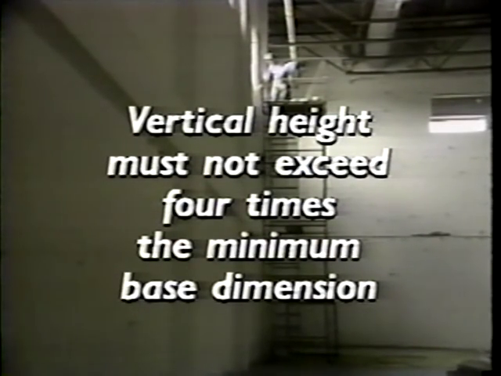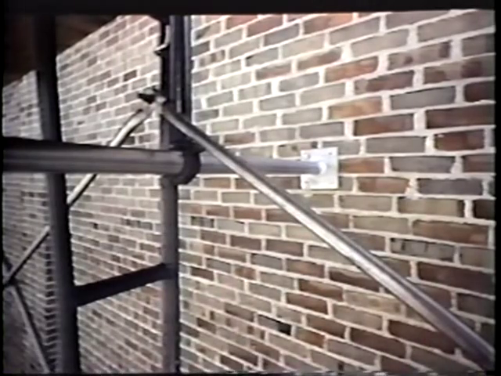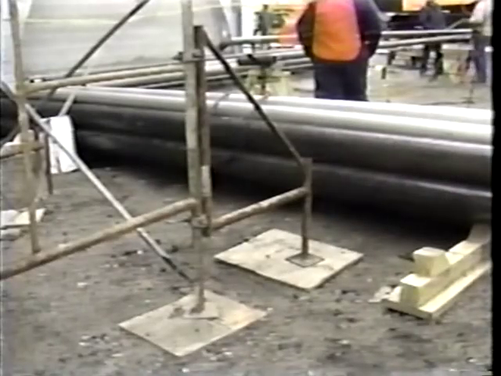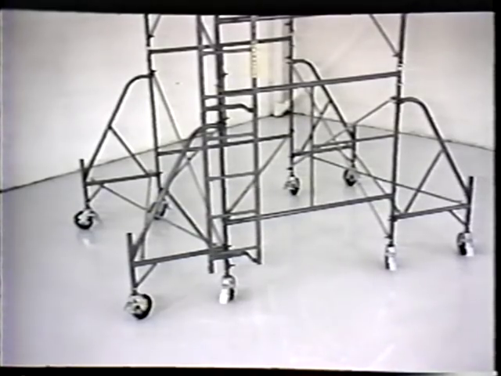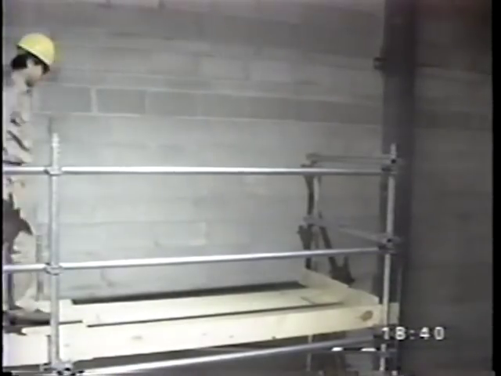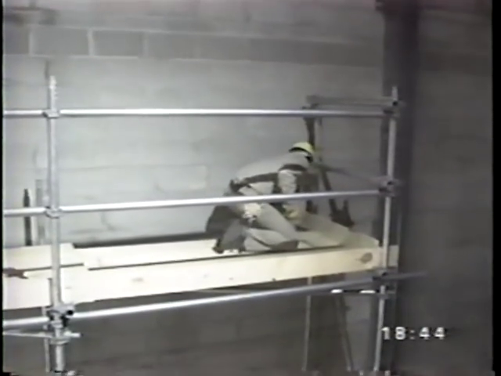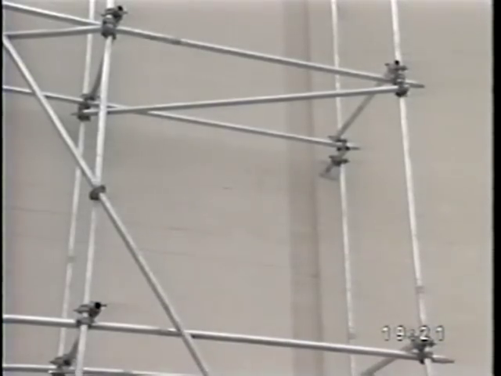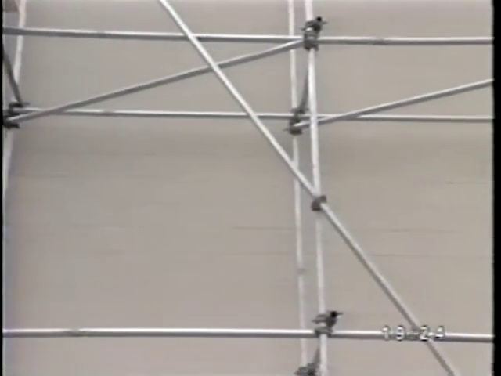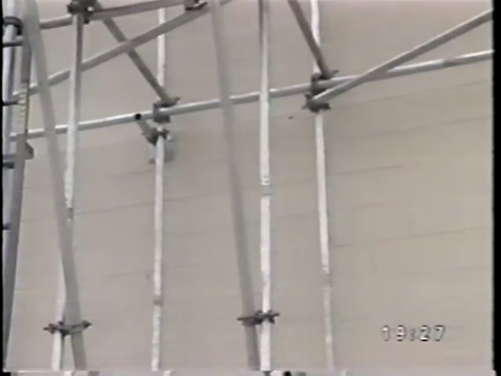When erecting scaffolds, the vertical height must not exceed 4 times the minimum base dimension. If the height exceeds the 4-to-1 ratio, the scaffold must be tied to the building or structure at each end and at intermittent intervals, not to exceed 30 feet horizontally and 26 feet vertically. Outriggers can also be used to broaden the base and stabilize the scaffold. To provide stability and prevent lateral movement, it is a good practice to secure all scaffolds to the building or structure at intervals of 25 to 30 feet horizontally and 25 feet vertically.